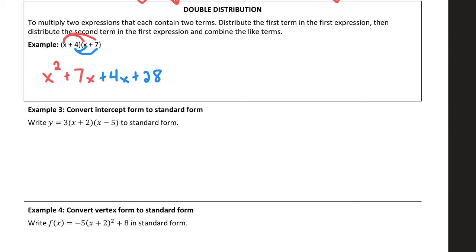So with this, I combine the like terms. I know I've got some different colors going on here, but 7x and 4x are like terms. So what this becomes in the end is x squared plus 11x plus 28. Okay, so that's what I mean by double distribution: you distribute the first term, then you distribute the second term. So I'm going to give you an example of that.